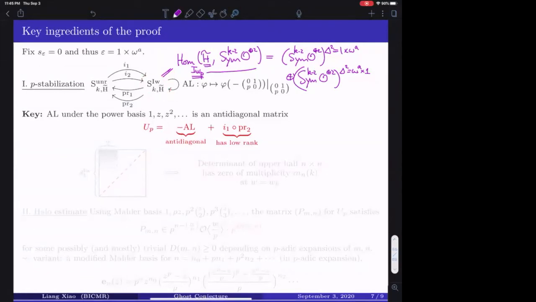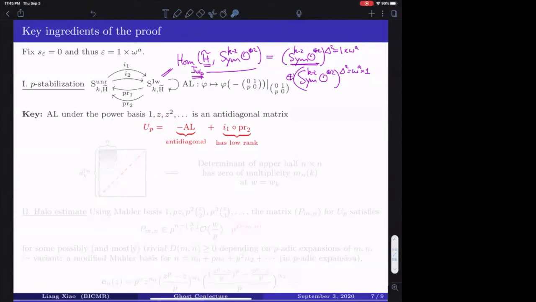And of course, if you write this as polynomials with degree less than or equal to k minus two, there are power bases. And this Atkin-Lehner has a very nice form with respect to this power basis. It's just an anti-diagonal matrix. You can probably see a little bit of a shade here. So it's anti-diagonal.